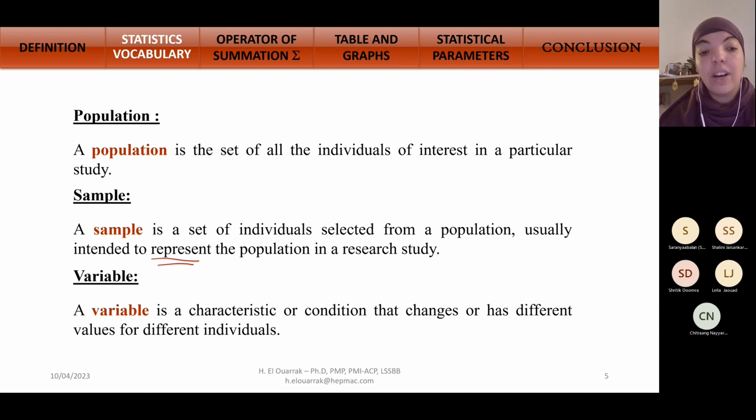Finally, the variable is a characteristic or a condition that changes or has different values for different individuals. So that's what we're trying to evaluate, like caffeine level intake, like the number. That's the variable, because that varies from one individual to the other. Level of anxiety, that's also a variable that varies from one individual to the other. The state of the soda bottle, like is it defective or not defective? So that also varies from one bottle to the other. Any questions on these definitions? Okay.